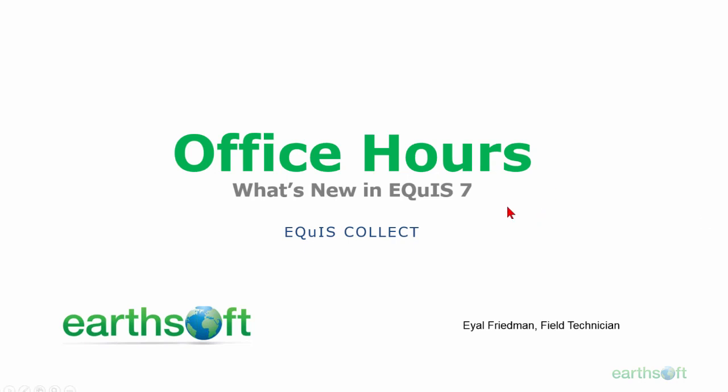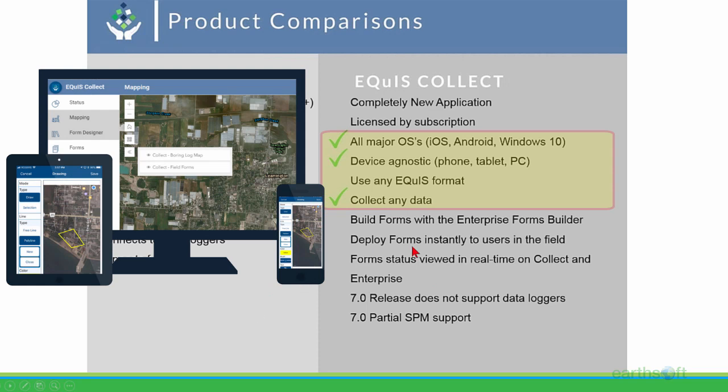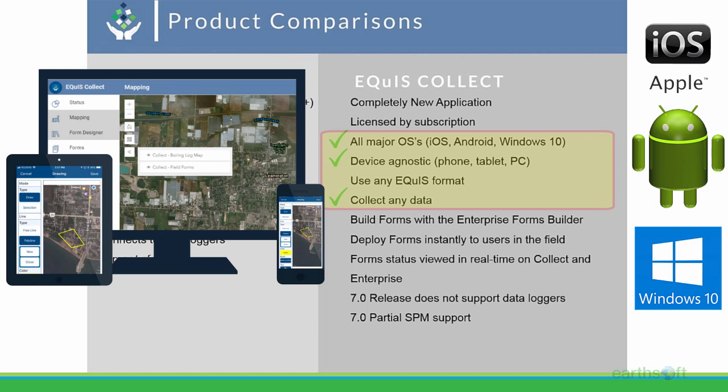So we'll start with EQuIS Collect being a brand new product. For those of you that know our current data collection software, that is Edge, EQuIS Collect is quite a bit different. Some of the main differences would be mainly that you can collect any data using EQuIS Collect. Once again, you have any EQuIS format available. You can use this on a phone, tablet, or a PC, as long as the PC is running Windows 10, and it'll work on iOS and Android devices as well.